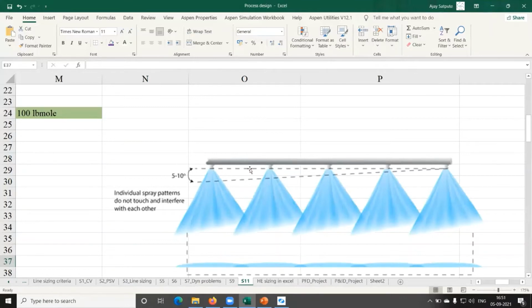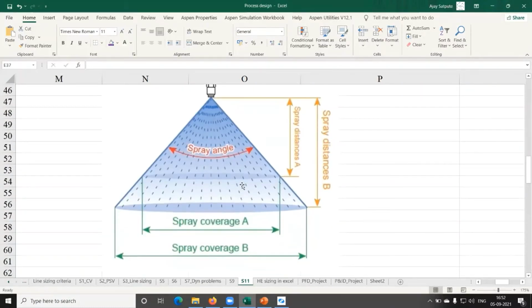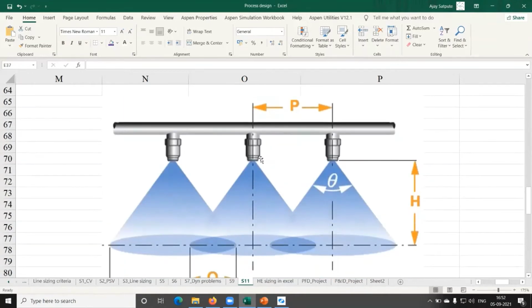So typically the distance between two sprinklers is never more than 2 meters, right? And the vendor will tell what the spray coverage is, and you have to make sure that each sprinkler's coverage area will be overlapped, correct? It will be something like this. So this is a spray angle and this is a spray coverage, and the next spray coverage area will always be overlapping with the first one.